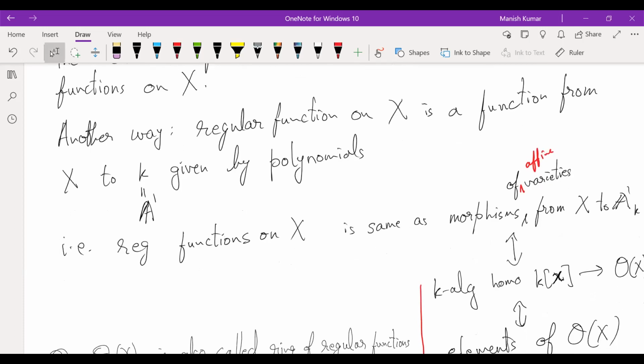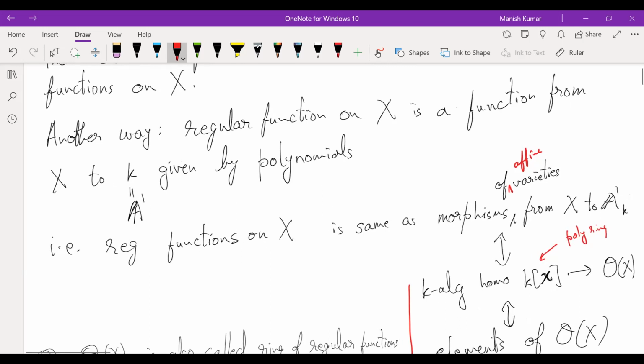So actually, if you give a regular function on X, which is the same as giving an element of the coordinate ring, then it does define a morphism. So giving a morphism from X to A^1_k is equivalent to giving a k-algebra homomorphism from the polynomial ring k[x] to the ring of regular functions, the coordinate ring of X.